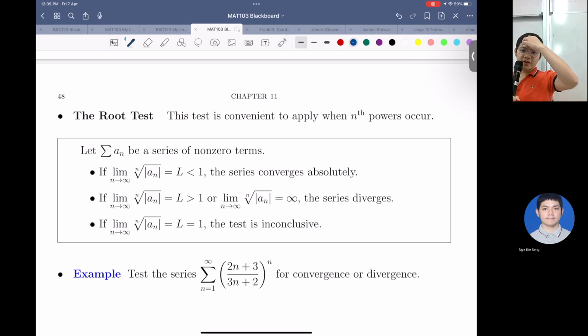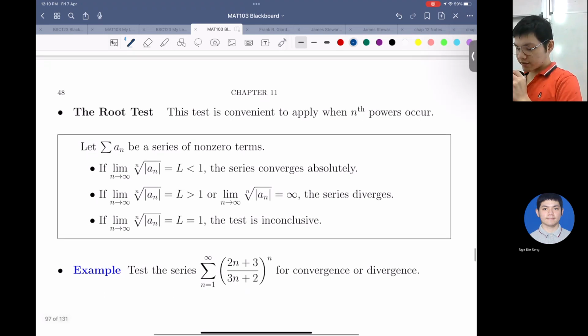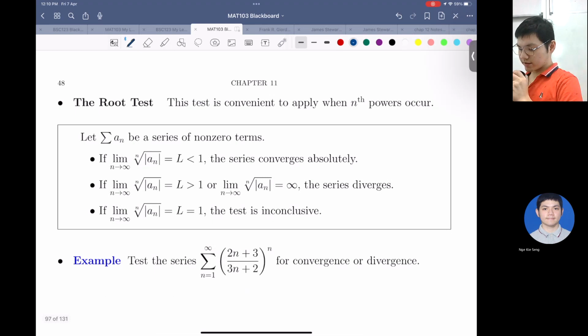So for the root test, you also start with an infinite series, and then you consider the nth root of the modulus of a_n. Similar result: if the limit is less than 1, the series converges absolutely. If it is greater than 1, the series diverges. If it is equal to 1, you cannot decide.